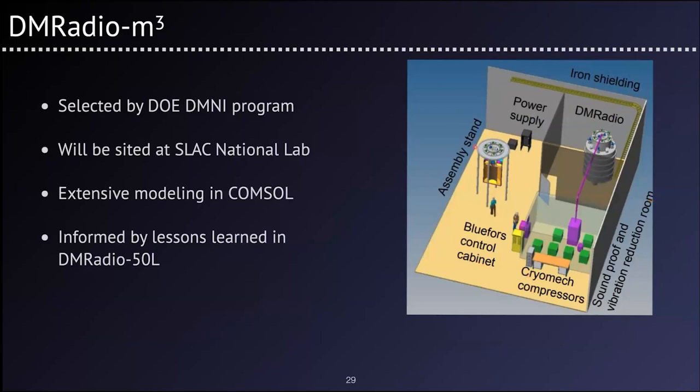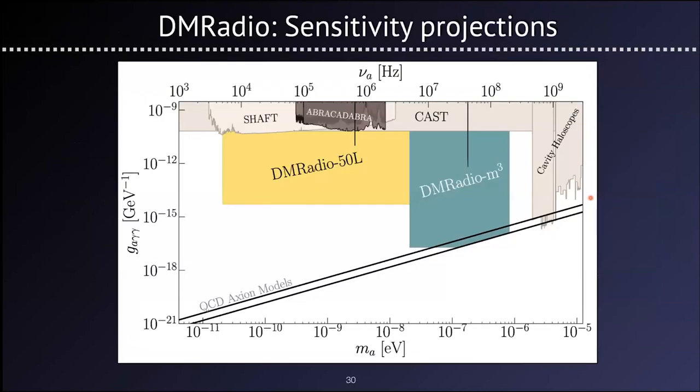So here you can get a sense of what the setup will look like. We've so far performed extensive modeling using COMSOL, and we will be learning a great deal from DM Radio 50 liter, presumably, and all of that will feed into the design and development of meter cubed. And so, provided all goes well, the projected sensitivity for meter cubed is this region here shown in turquoise.